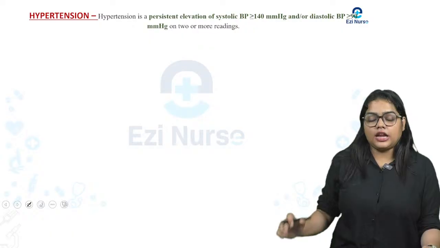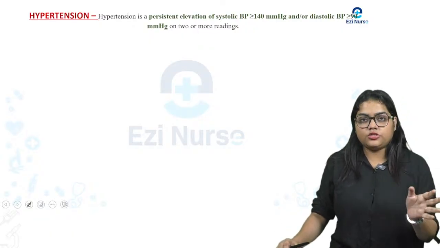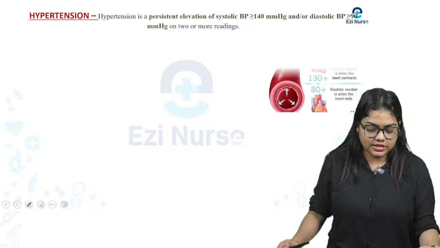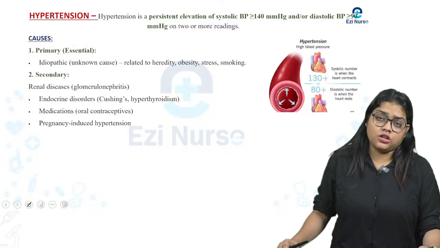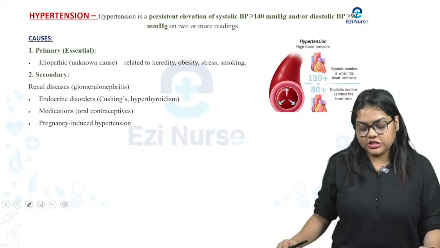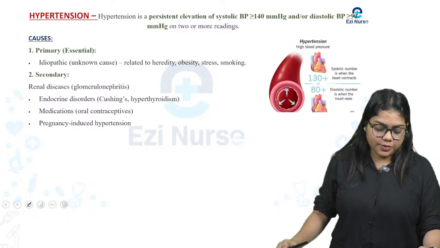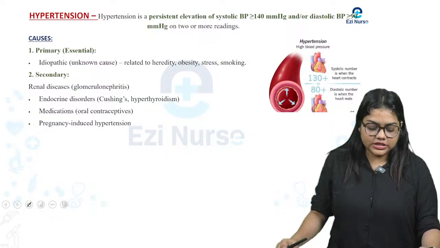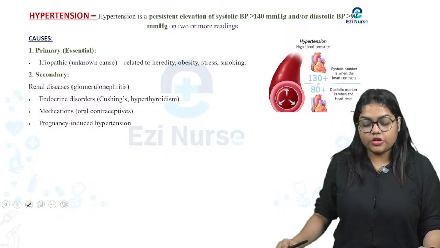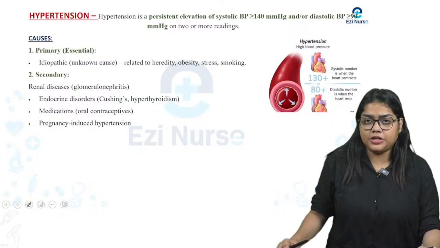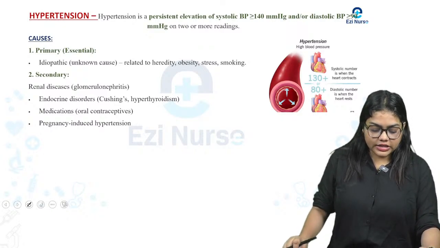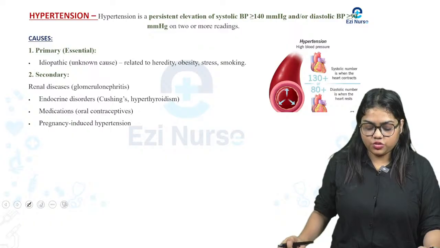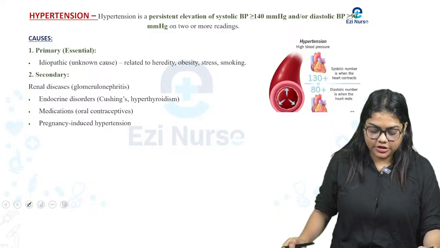If it is more than that, like near to this or more than that, it will be considered as hypertension. Okay, so the main causes are idiopathic, which is unknown cause related to hereditary, obesity, stress and smoking. Secondary will be renal disease such as glomerulonephritis, especially in the kidney failure patient, you can see this. Then endocrine disorders such as Cushing syndrome or hyperthyroidism.